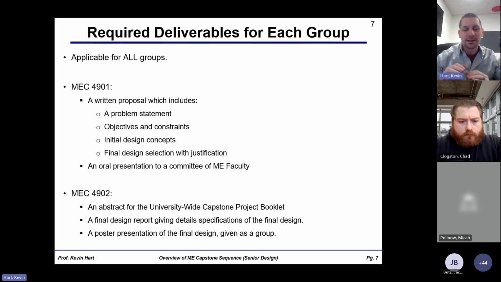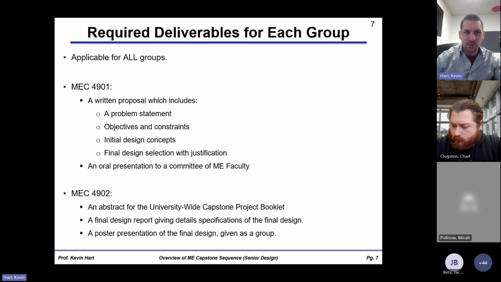All right. Then in the spring term, you will have a couple of things due as well. The first is a short abstract, which is due to the university because they make a university-wide senior design booklet. And so you give 150 words to them describing your process. They put it in a book. There's a big book that comes out at the end of the year describing all the processes. So that's going to be something you have to do.